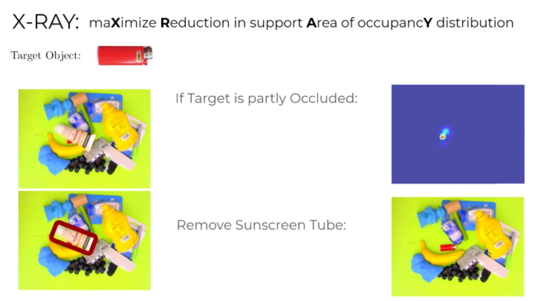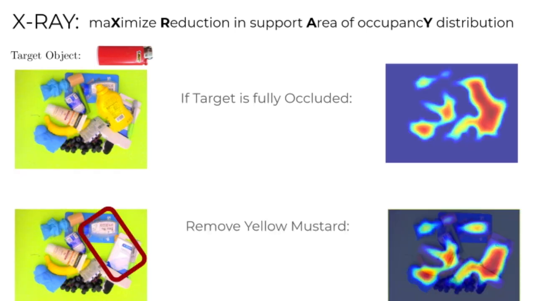In the case where the target object is partially occluded, this results in the policy grasping the sunscreen tube that directly covers the target, revealing it, as shown here. However, when the target is fully occluded, the policy grasps the mustard bottle as it reveals the largest amount of space that could contain the target object, as shown here.